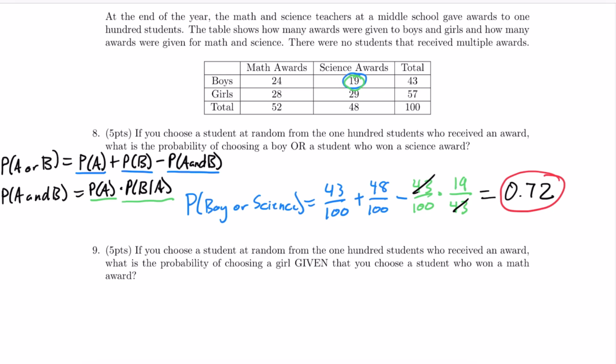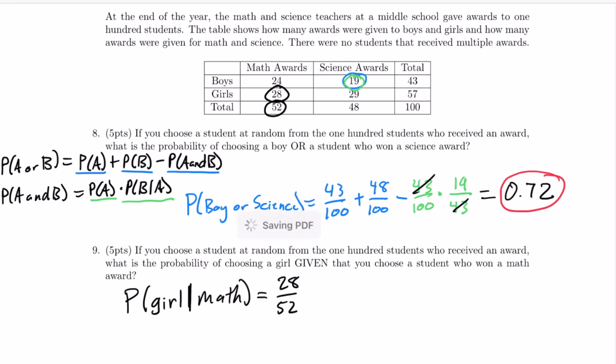On question 9, it says, if you choose a student at random from 100 students who receive an award, what is the probability of choosing a girl given that you choose a student who won a math award? So we assume that you're choosing a student who won a math award. So we have 52 students to choose from. And the probability of choosing a girl from that group of students is 28, because you have 28 students who were girls who won math awards.